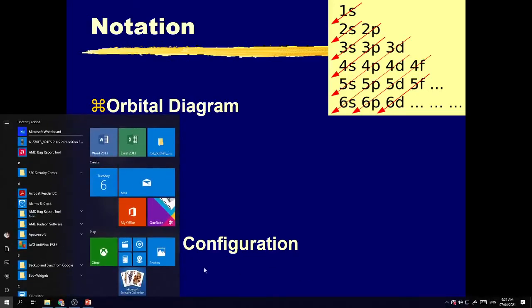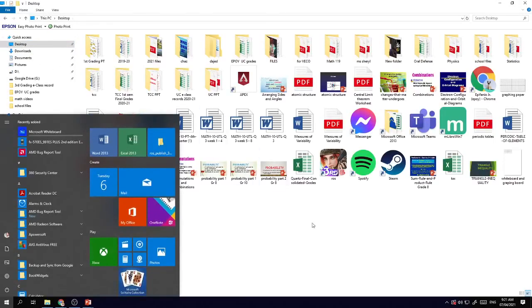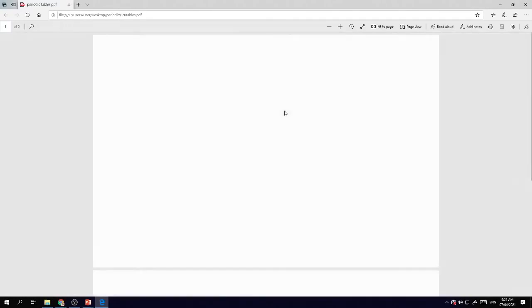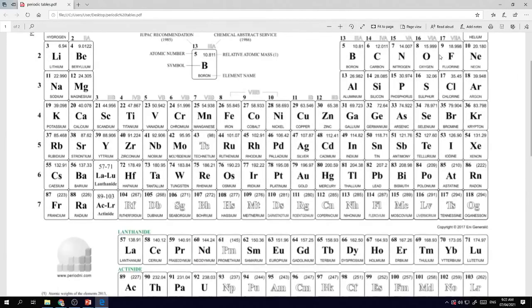The atomic number of oxygen, if I'm going to be presenting to you, look at ha. I have here a sample periodic table. And the element oxygen, take a look at that. The element oxygen has an atomic number of 8.